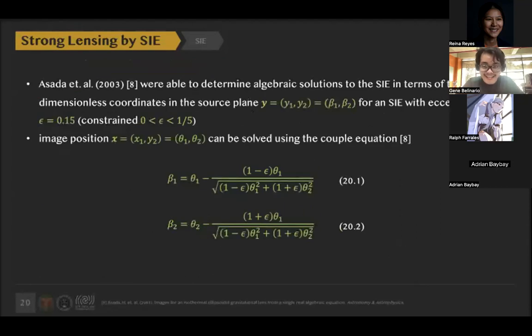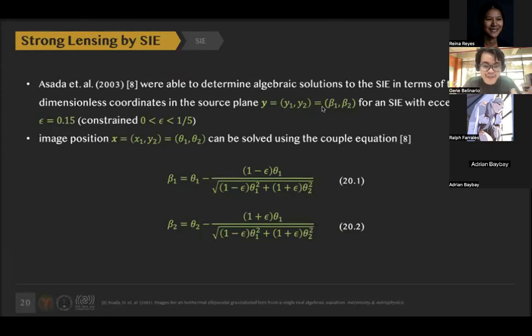Now, Asada et al. did some analytic work on the SIE, and they employed the following coordinate system. Coordinates in the source plane are given by beta sub 1 and beta sub 2, and the positions of the images in the lens or image plane are given in terms of the coordinates theta 1 and theta 2.